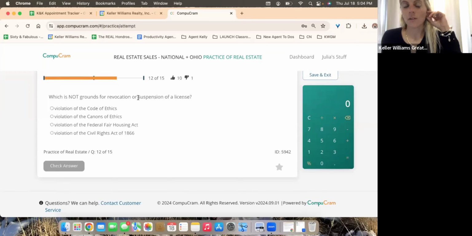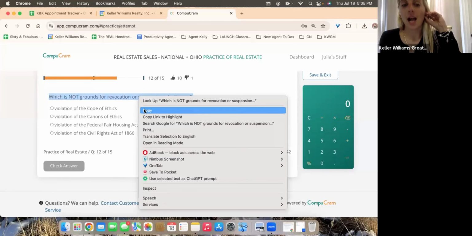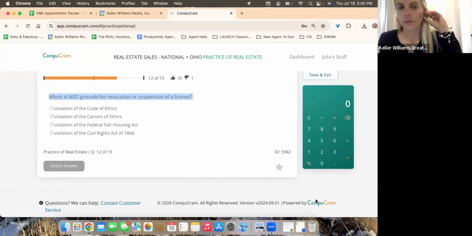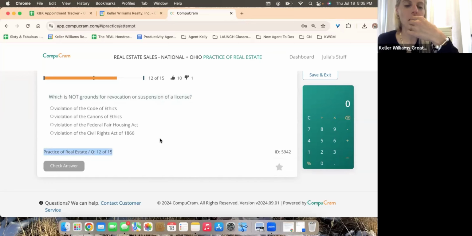Which one is not grounds for revocation or suspension of a license? A, violation of the code of ethics. B, violation of the canon of ethics. C, violation of the Federal Fair Housing Act. D, violation of the Civil Rights Act. So which one is not grounds for revocation or suspension of a license? This one's tricky.